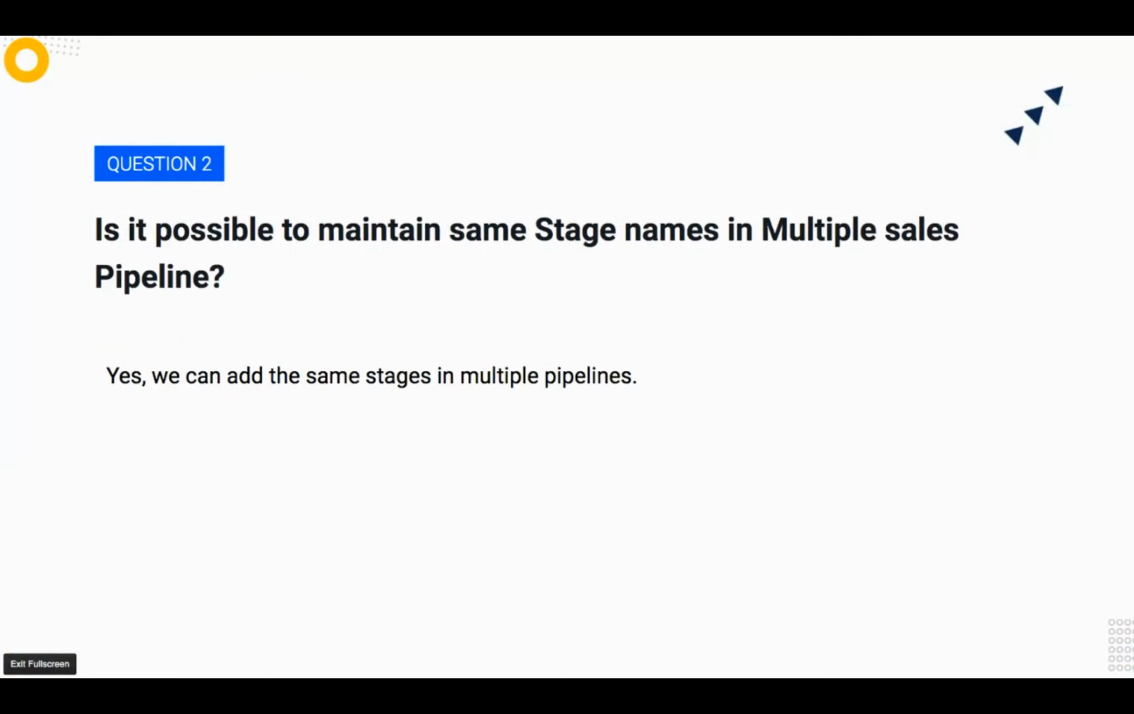All right, is it possible to maintain the same stage names in multiple sales pipelines? Yes, we can add the same stages in multiple pipelines. A good example would be closed won, closed lost to competition, which are relevant stages that can be added in all the pipelines. So we can maintain the same stages in multiple pipelines.